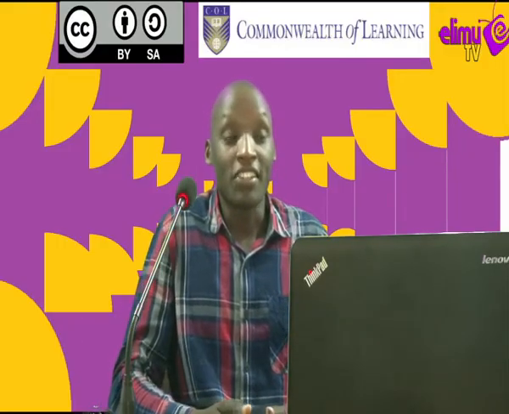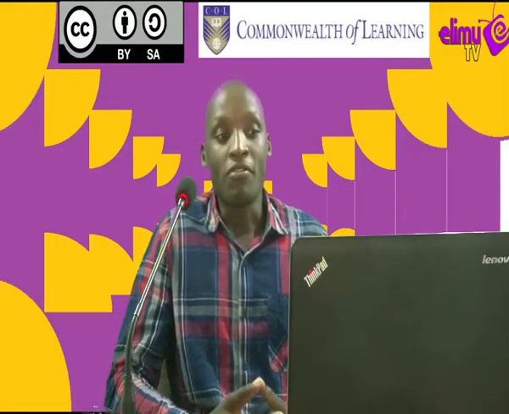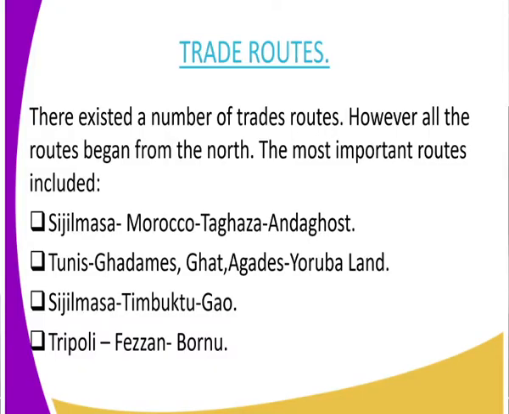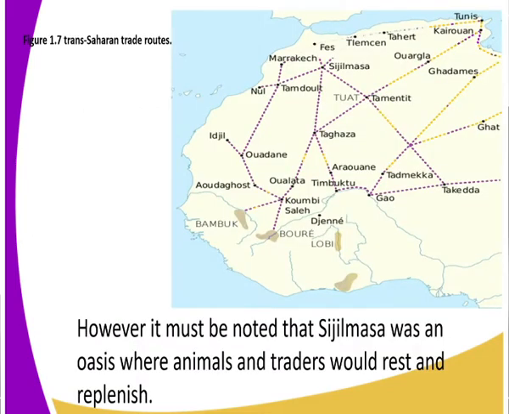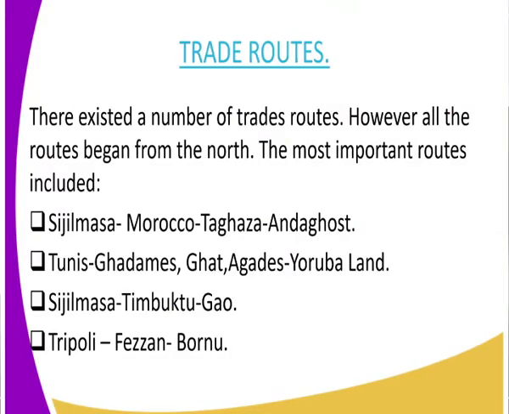Now, let us look at these trade routes. There existed a number of trade routes. However, all the routes, we must know that they began from the north. And we had a number of trade routes. If you can see, we had a number of trade routes, very many of them. We had Tagaza, we had Gao, we had Gata, we had Kairouan to Tunis, we had Ferez to Nui, to Ijil, to Adagost, all those. But we must know that these trade routes always started from the north.